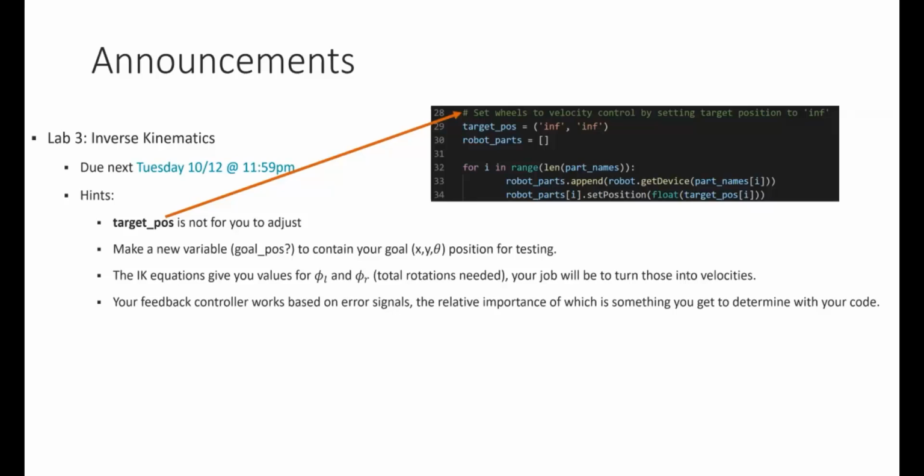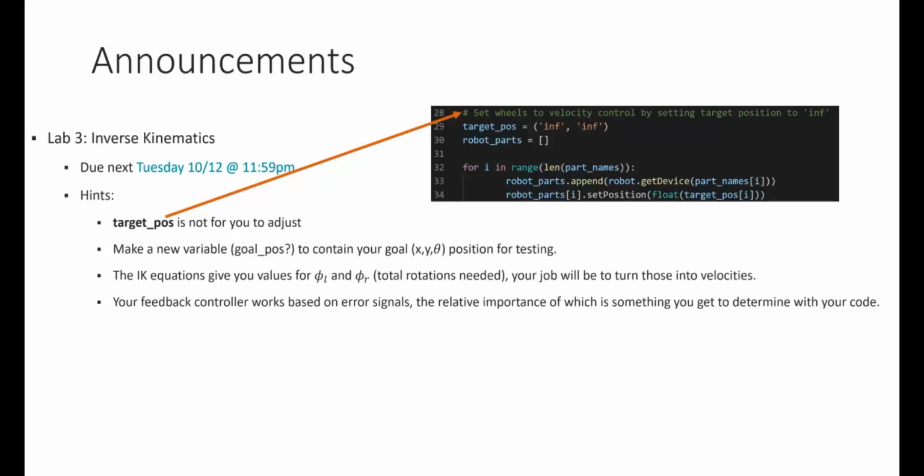The first one is that this target position variable, target pos on line 29, is not for you to adjust. Some people are using that as the robot's goal position. When you do that, if you change these values from infinity over here, that prevents the wheels from getting set to velocity control. So in Webots, your motors can either be position control, where you call set position and then give a value, and it will turn the motor until it hits that position. The other way that we can control our motors is through velocity control, where we set the velocity and then it'll just turn continuously at that rate.